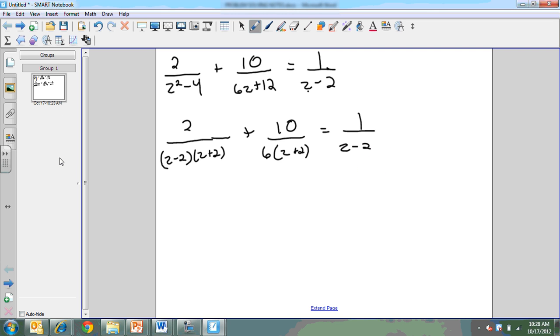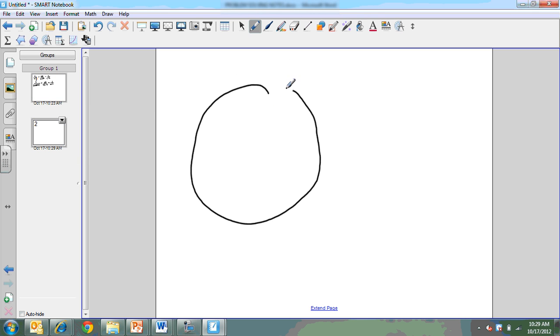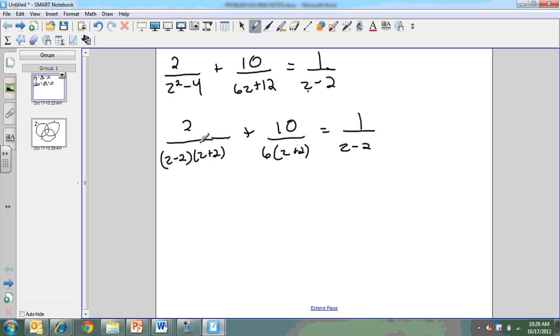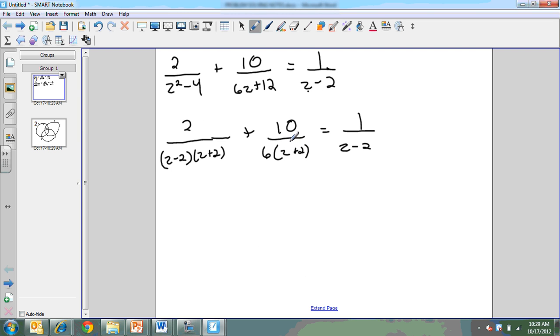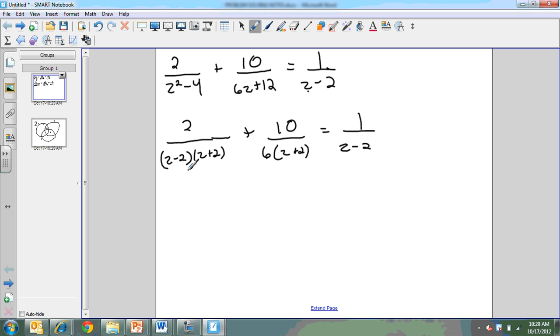In this case, I've got 3 different rational expressions. If we're making a Venn diagram to find the LCD, we've got 3. So 1, 2, 3. What's in common between 1 and 2? Okay, 1 and 2, we have a z plus 2 in common. Between 2 and 3, we have nothing in common, so we can just put a 1 there. Between 1 and 3, I have a z minus 2 in common.